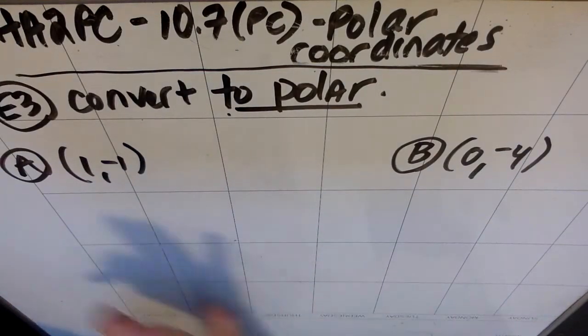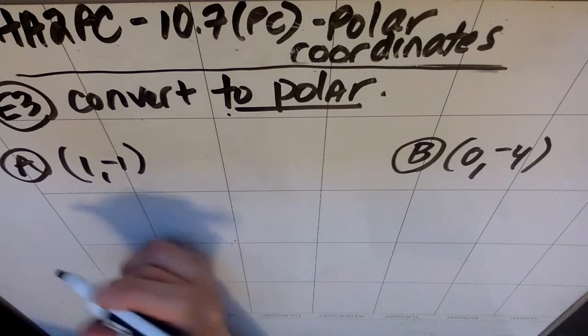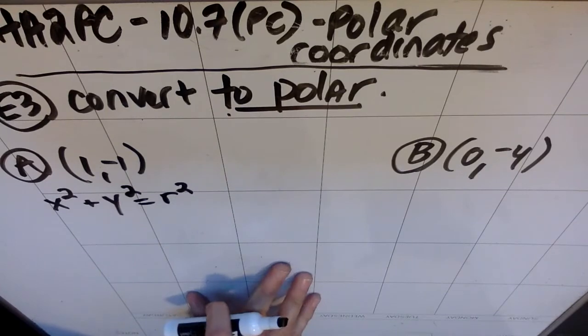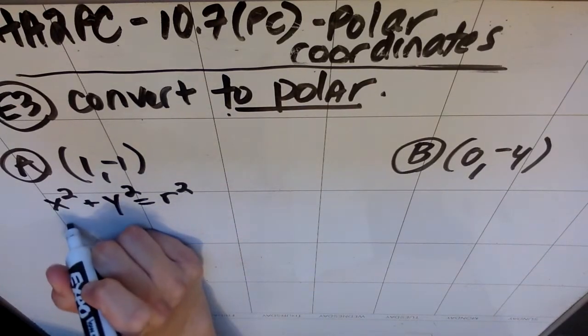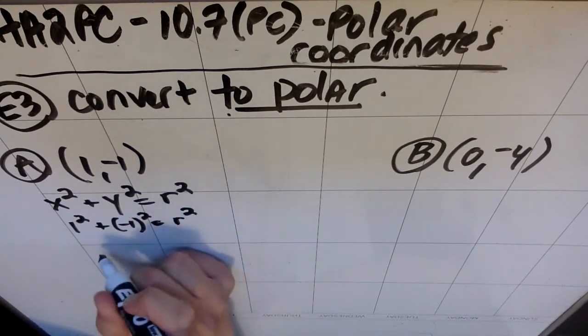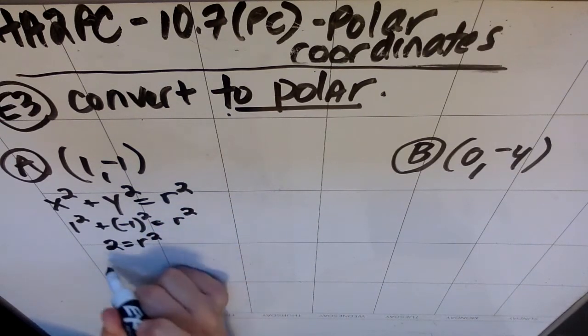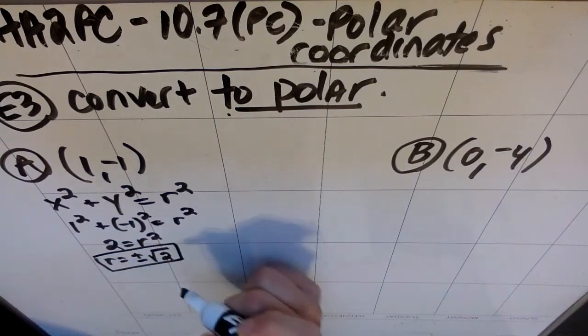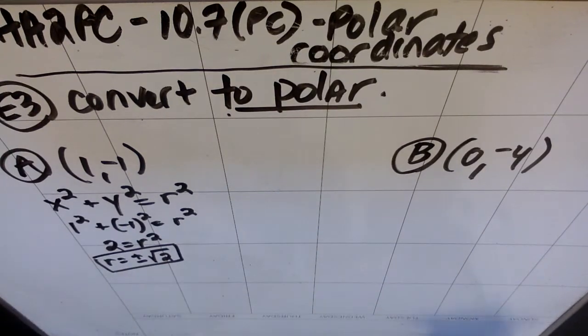So let's start with A, right? I know that x squared plus y squared should give me r squared. So I end up getting that 1 squared plus a negative 1 squared gives me r squared. So I get that 2 is my r squared. So r is either a plus or minus the square root of 2. The reason it could be either is it depends on what angle I choose. If I choose the angle that I want to walk in the direction of, like if I want to walk forward, then I'd pick a positive r. If I want to pick the reverse angle and walk backwards, I'd pick a negative r. So we're going to come back to that in a sec.